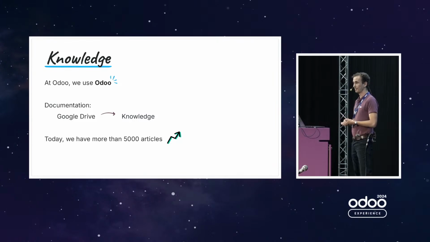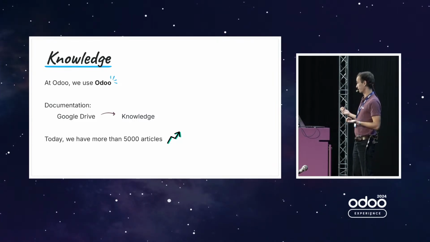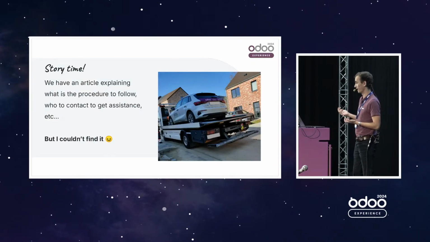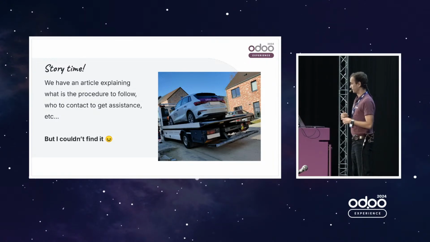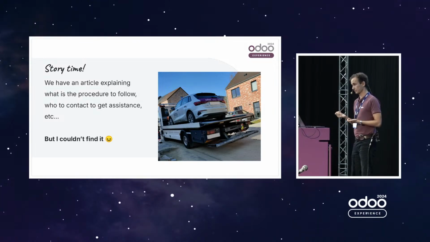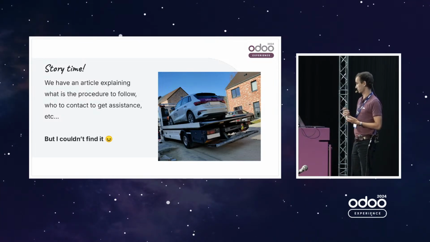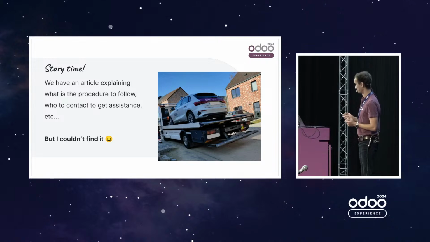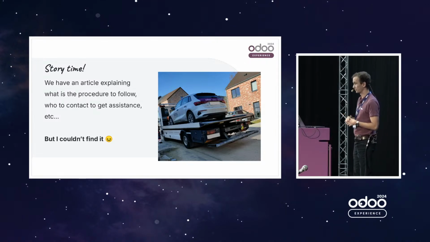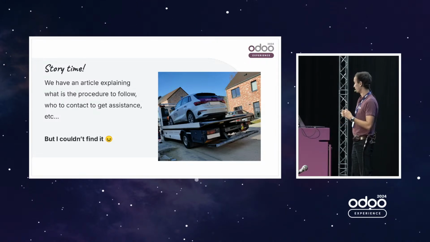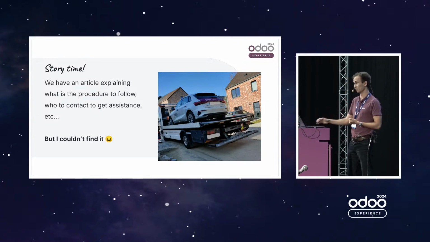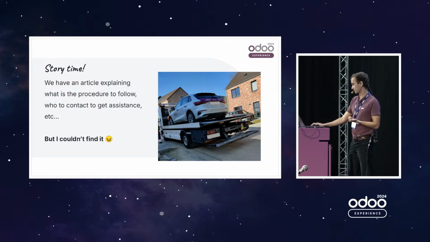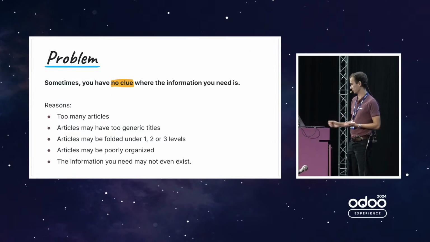That's quite a lot, and I didn't notice that I had so many articles until one day I was about to go to work, but my car wouldn't start. And I didn't know who I had to contact to get assistance, etc. But I knew we had an article in Knowledge explaining all of that. But I couldn't find it. It was just hidden somewhere, and I didn't find it easily. So I had to contact people by email to get assistance, and it was a bit annoying.